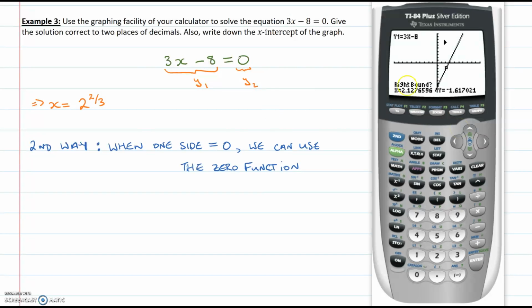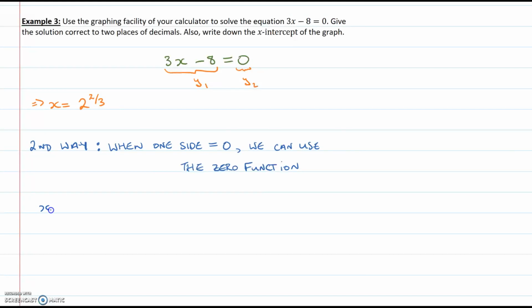When you've pressed it one time, the message down here now says to move to the right bound, which basically means move to the right-hand side of where the graph touched the axis. Move to the right of it a little bit, and again it doesn't matter exactly how far. When you get there, press enter, and then press enter a third time. It tells you the 0 is at x equals 2.667, or 2 2/3. So again, x is equal to 2 2/3.